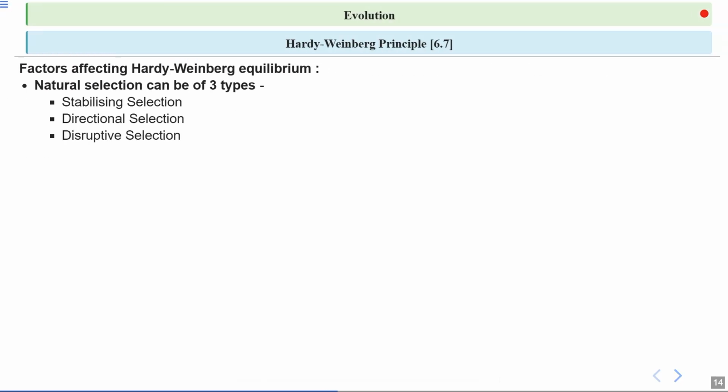Now let's talk about types of natural selection. There are three types of natural selection. First is stabilizing selection, second is directional selection, and third one is disruptive selection. Let's talk about all of these three types of selection.